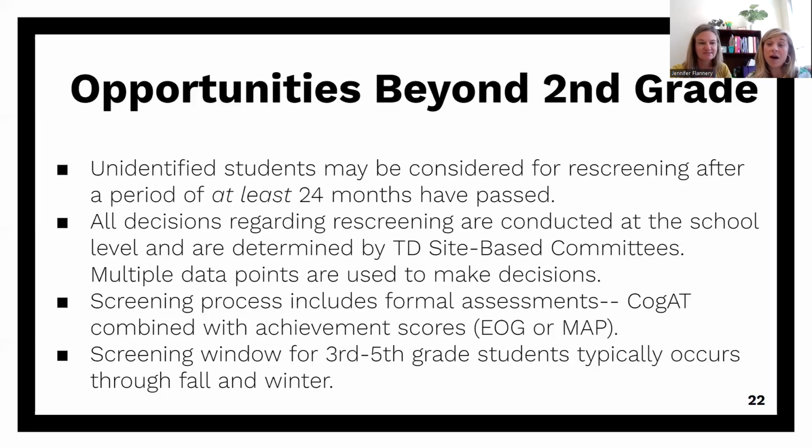There are opportunities beyond second grade, however. So unidentified students may be considered for rescreening after a period of at least 24 months have passed since their initial COGAT screening. All decisions regarding rescreening are conducted at the school level, and they're just determined by the TD site-based committee. Multiple data points are used to make that decision whether a scholar needs to be rescreened or not. The screening process includes formal assessments, the COGAT, combined with achievement scores, which would be EOG or MAP. And then the screening window for 3rd through 5th grade students typically occurs in the fall and the winter.